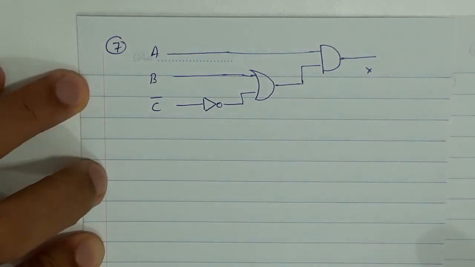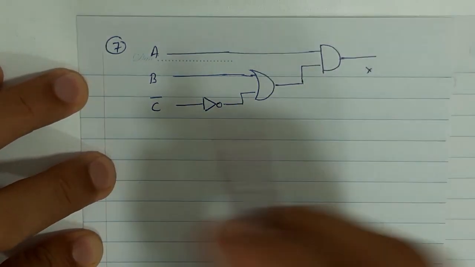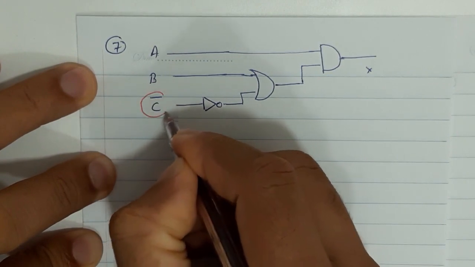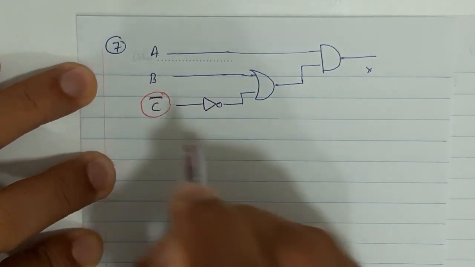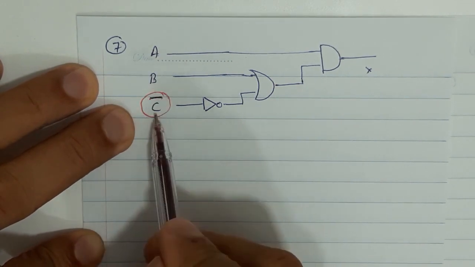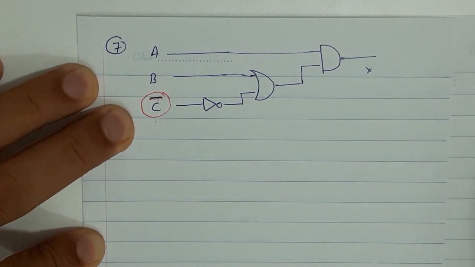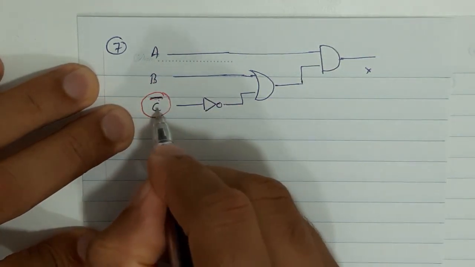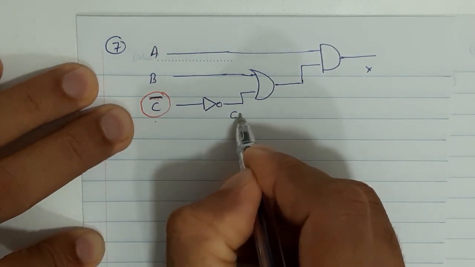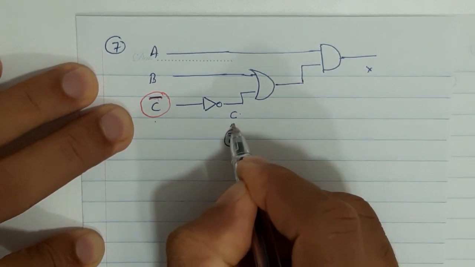Question number 7. Now this question has a small tricky point. The inputs are A, B and the next line is C bar, not C. That may be the mistake made by you people. That's the tricky point given in this question. Traditionally we have A, B, C as the main inputs, but now this is given as C bar. Once you pass it through the NOT gate, the inverse of C bar will be C. Simply, C bar, C double bar, turns into C.